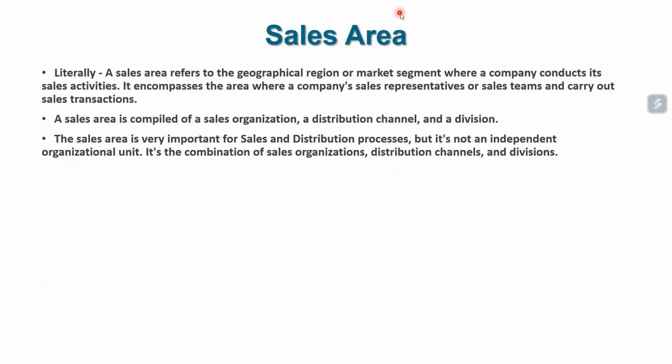Right. Now, sales area is a very important concept, but it is not an independent org unit, right? Sales org is independent, not dependent on anything else. A channel is independent. You just make the channel. Division is independent. You make a division, the division gets made. A sales area is dependent on all these three. The combination of these three is the sales area. The sales area does not have a number, a code, or description of its own. When you put these three together, it's called a sales area. That's it. Okay.